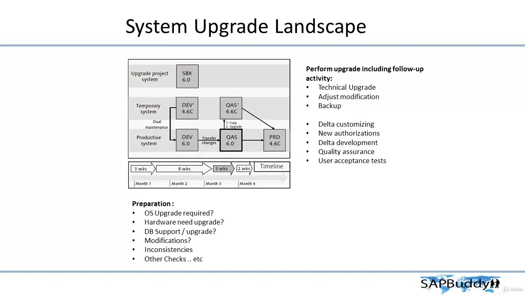Moreover, when you are upgrading a system, you need to consider many factors. For example, release of customizing, then modification adjustments in the SAP standard. Modification adjustments in the SAP standard means the standard objects which we have seen before, how many we have modified and what adjustments are required for the particular modification in the new versions.